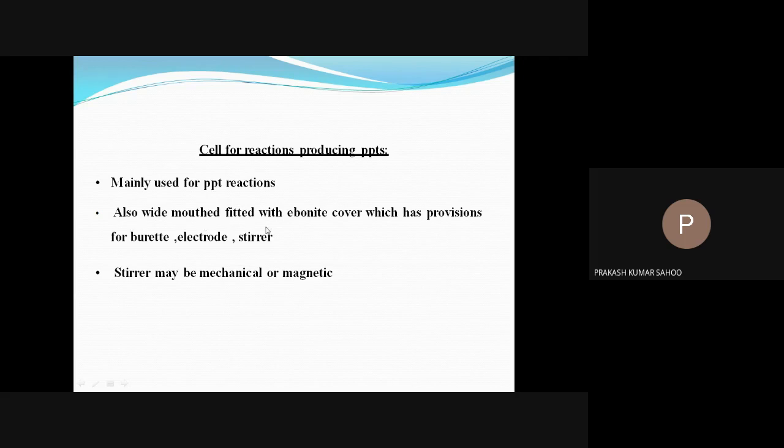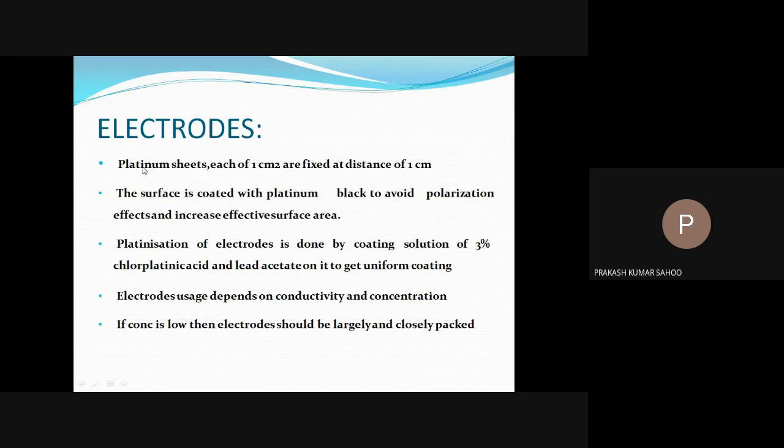Also, the wide mouth is fitted with an ebonite cover, which has provisions for a burette, electrode and stirrer. The stirrer may be mechanical or magnetic. These are the electrodes used. Platinum sheet, these are the dimensions. The surface is coated with platinum black. The platinized electrode is prepared by coating with 3% chloroplatinic acid and lead acetate to get a uniform coating.